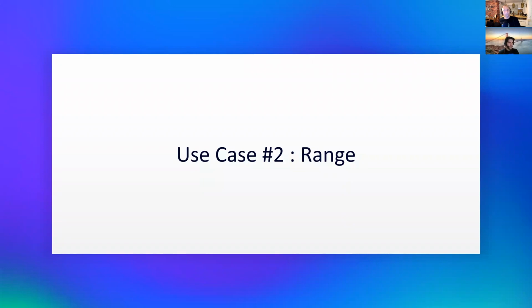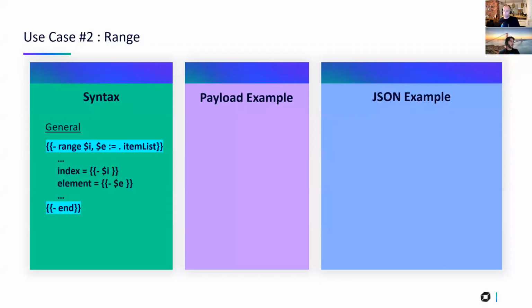Going on to range. Range is going to allow us to iterate over a list of key value pairs. General syntax, you have range, and then we're creating 2 variables here. The first variable is actually your index. There are certain scenarios where it helps to understand the index, definitely when you're trying to manage where to place a comma.